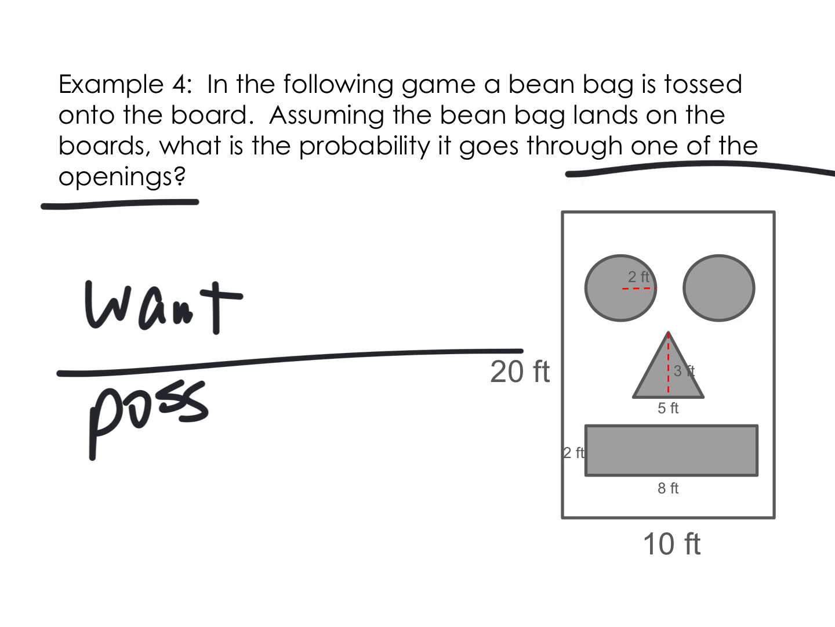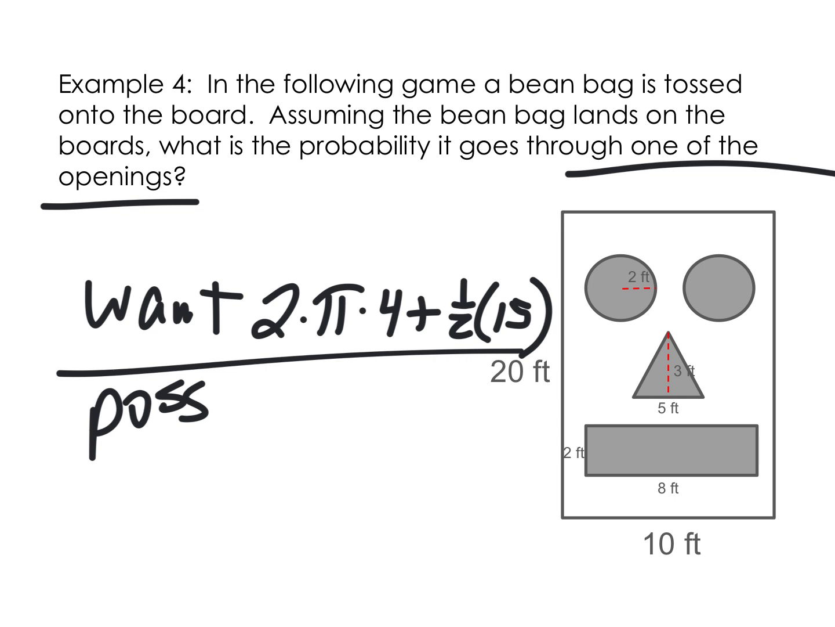One of the openings. Okay, so any of those could work. So I have to add up two circles. 2 times pi r squared, but radius is 2, so 2 times 2 squared, which is 4. That's my two circles. Plus the triangle, which is 3 times 5, but then cut it in half. 1/2 of 3 times 5 is 15. That's my triangle. And then plus the other thing I want is the 8 times 2 is 16. There we go. There's the top. What was possible is everything, which is everything on the board is 10 times 20 is 200.